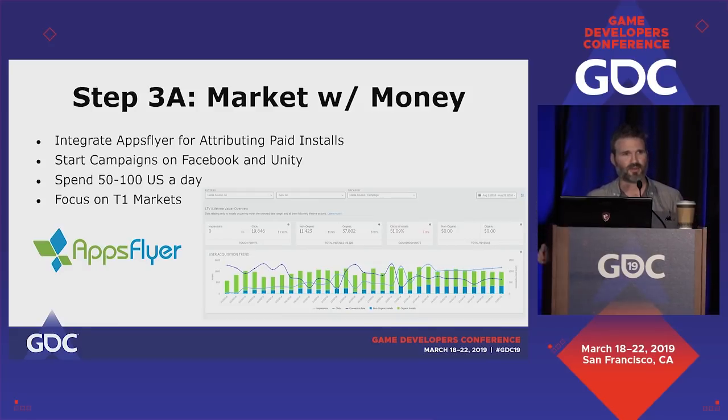I use Facebook and Unity to start my campaigns. There are a couple reasons for this. 1, the traffic's high quality, and 2, it's under your control. You don't have to talk to anybody at Facebook or Unity to kick these campaigns off. You can just do it yourself. And with AppsFlyer, you don't have to put in the Unity or Facebook SDKs or any of that stuff. You can just put AppsFlyer in, and then it takes care of the attribution piece for you. Typically, you're spending $50 to $100 a day, so you're not breaking the bank here to acquire these users. Targeting should really be focused.